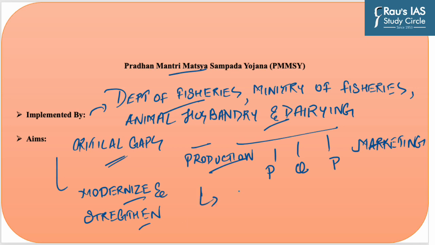The scheme focuses on the doubling of fishers' income through a variety of interventions, like by generating meaningful employment. It also focuses on enhancing the contribution of the fisheries sector to the agricultural GVA and export.